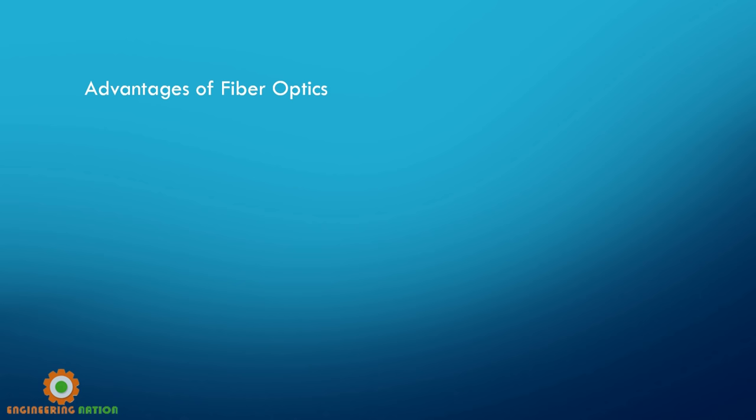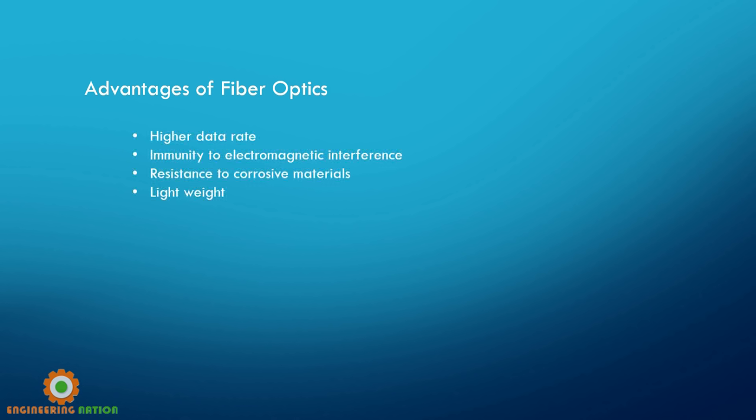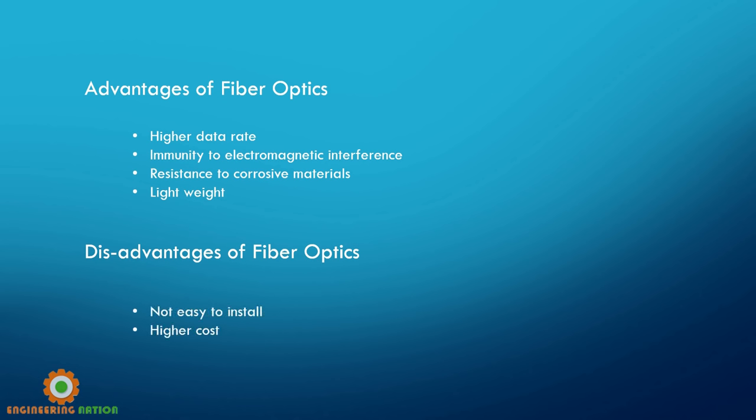Advantages of fiber optics. The first is higher data rates. The second is immunity to electromagnetic interference. The third is resistance to corrosive materials. And the fourth is being lightweight. The disadvantages of fiber optic cable are these. The first is that it is not easy to install, and the second is that it is highly costly as compared to other transmission media. So here we complete the guided part of transmission media.